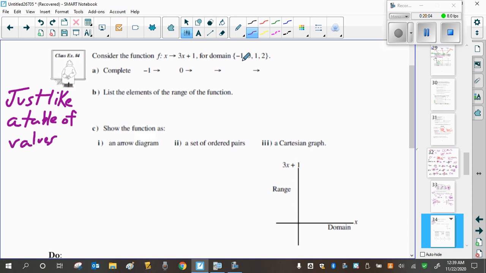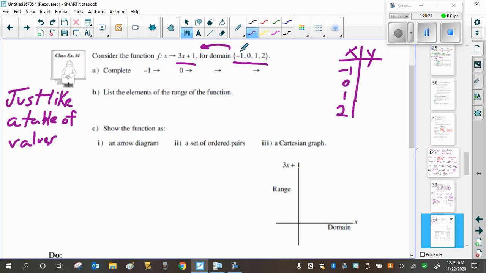It sounds like a weird question, but all they're asking you to do is sub these numbers into the formula. The formula is 3x plus 1. So we've already done that. This is exactly what it's asking. In fact, you can even write this down if it helps you. We're finding the y's.